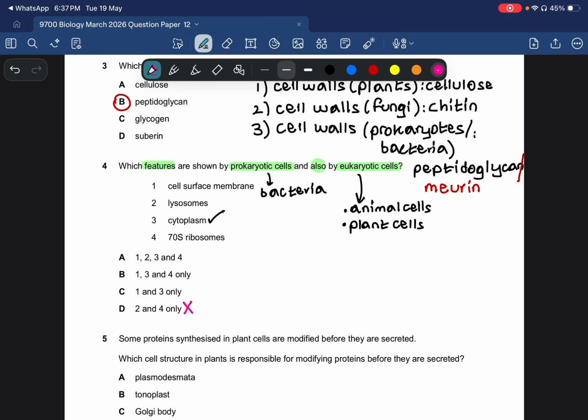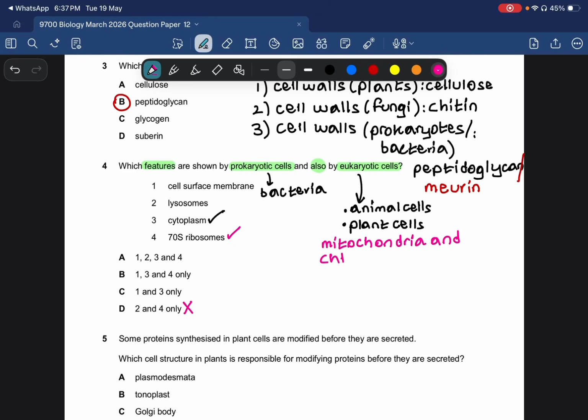If you have learned your syllabus properly, you should know that prokaryotic cells do have 70S ribosomes. Eukaryotic cells have 80S ribosomes. But these 80S ribosomes are in the cytoplasm of eukaryotic cells. But remember, eukaryotic cells also have mitochondria. And if you're looking at plant cells, on top of mitochondria, they have chloroplasts as well. And both mitochondria and chloroplasts have 70S ribosomes.